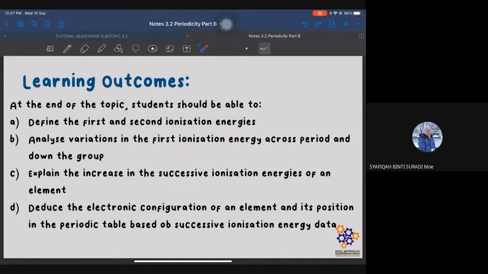Okay. And then kita akan explain the increase in the successive ionization energies of an element. And last but not least, kita akan deduce the electronic configuration of an element and its position in the periodic table based on the successive ionization energy data.